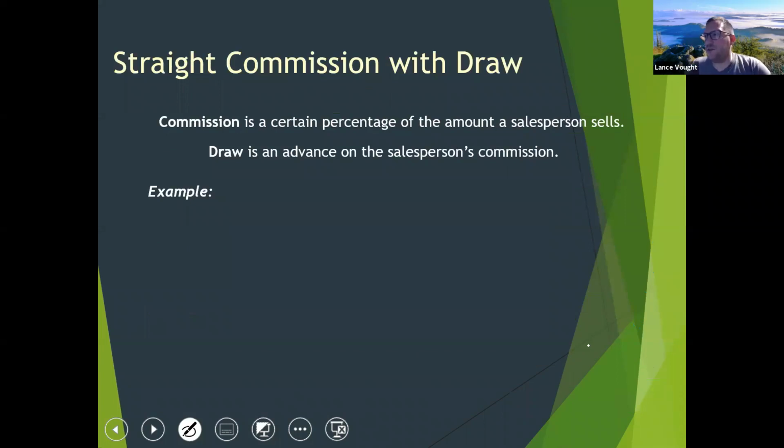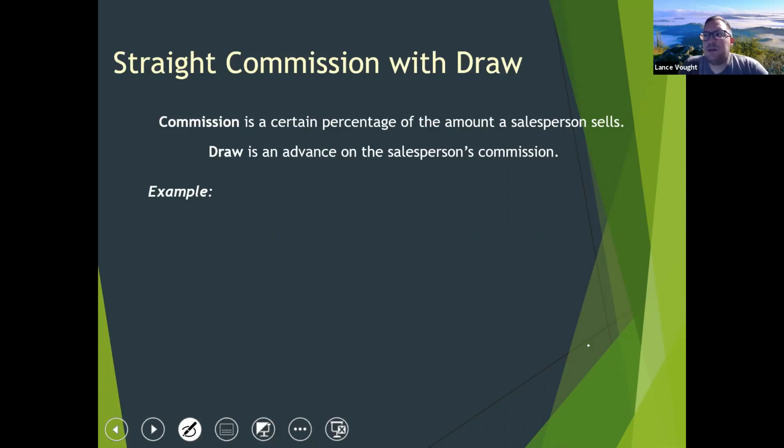So what about a straight commission with a draw? What is a draw? Well, what is a commission? A commission is a certain percentage of the amount that you sell. This could be in the form of royalties on intellectual property, or it could be a proportion of your sales. Real estate agents work on commission. So if they sell a $100,000 house and they get 3% commission, that means that they make $3,000 in sales. A draw is an advance.